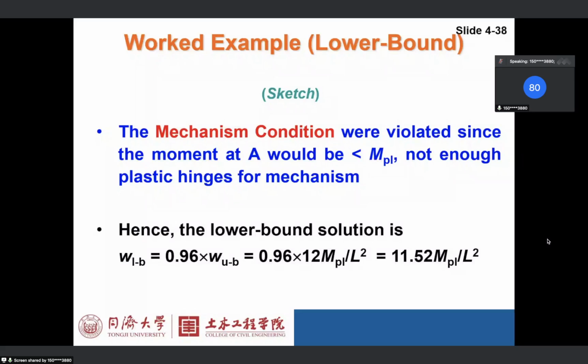Okay. So now, what's the range? So the real solution, can you give me the range of the real solution? The real solution is from, sorry, say it again? 11.52 to 12. Yes, it's somewhere between these two values.